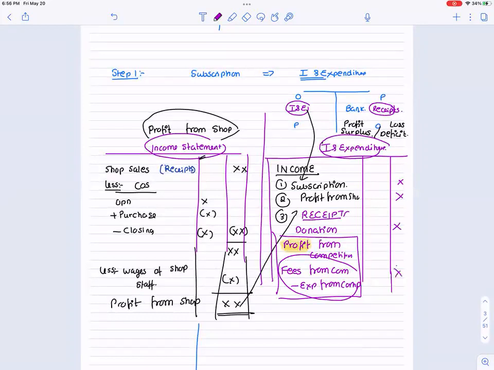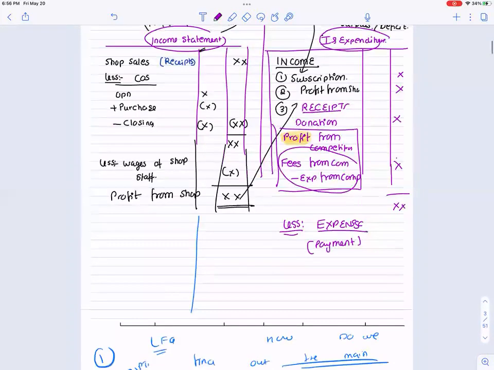From the income, you will subtract all the expenses. And these expenses would be given to you on the payment side of the receipts and payment account. Then you will either get a surplus or you will get a deficit.